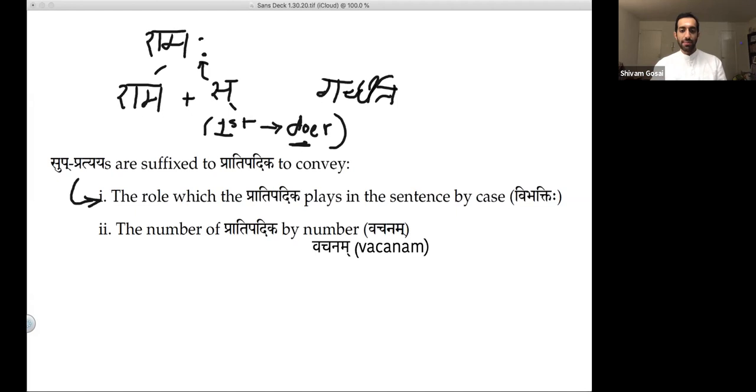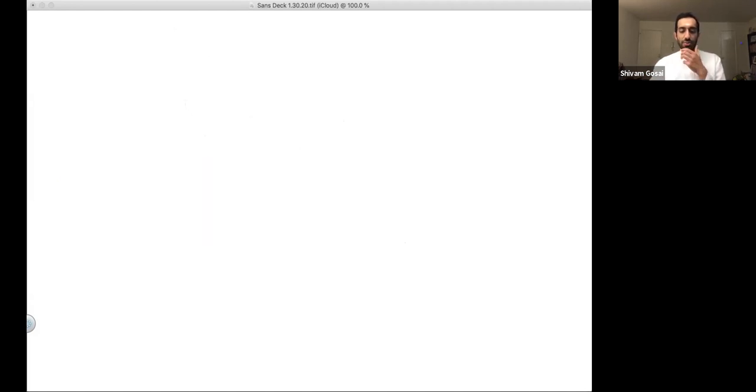Okay, so we're cruising on. Let me know if you have a question because I'm moving a little bit fast. But 2 basic concepts. Sorry, I got distracted by the question, but I'll get to it in a second. So there's 2 basic concepts, right? In the pratipadika, we have to look at gender and ending letter. Now in the supratyaya, we have to look at 2 things: vibhakti, case, and vachanam, number.